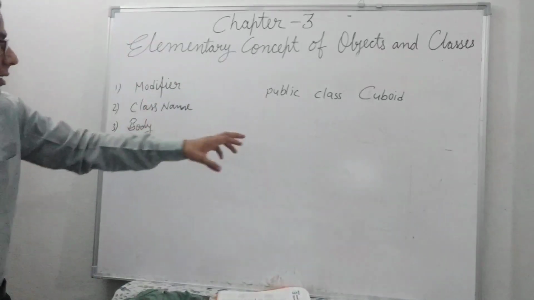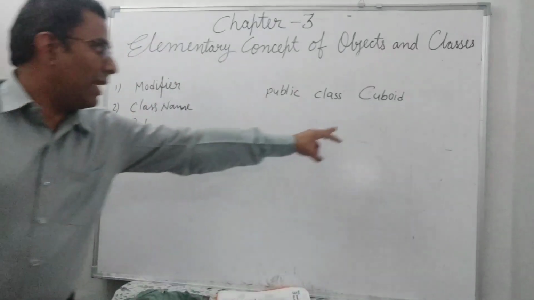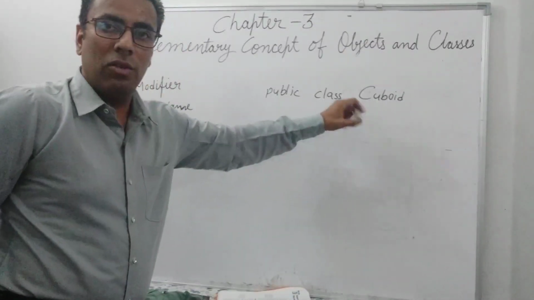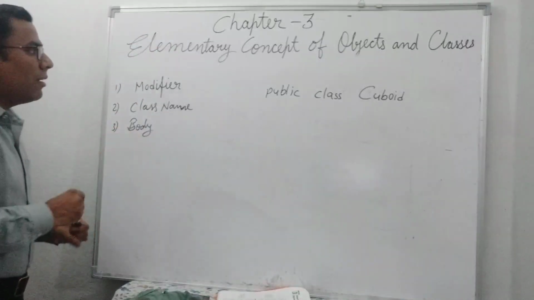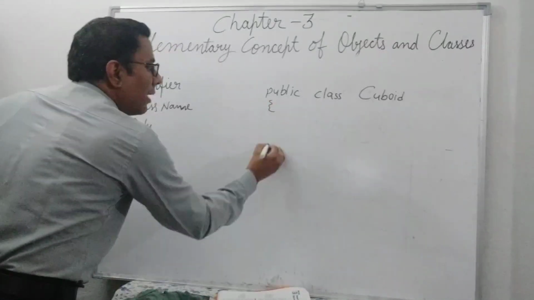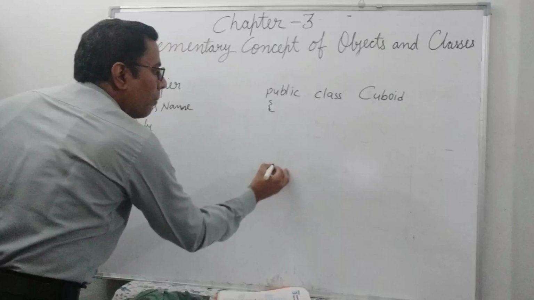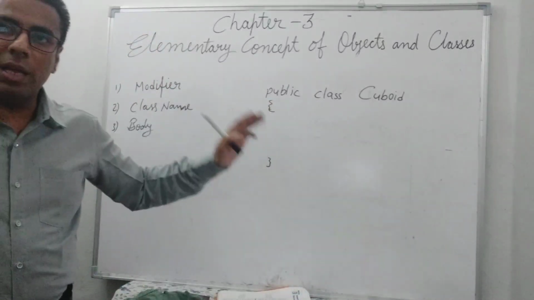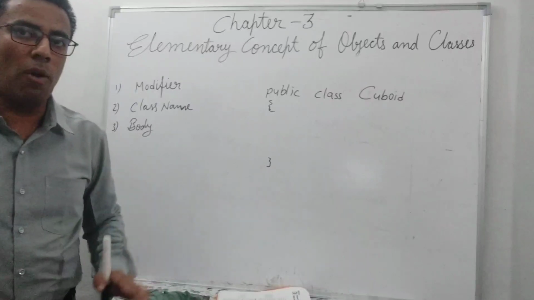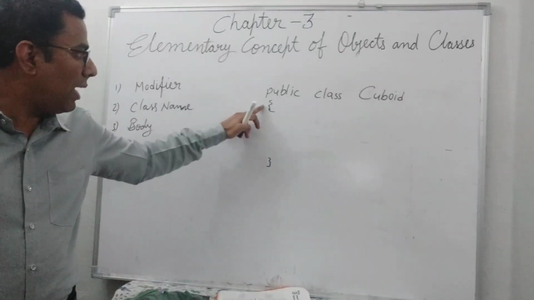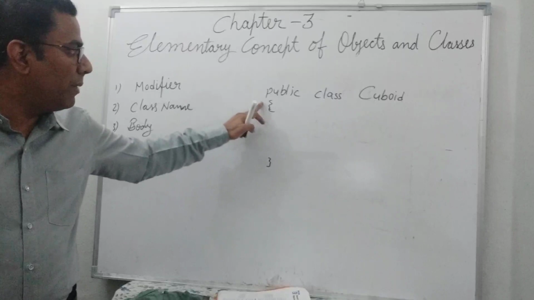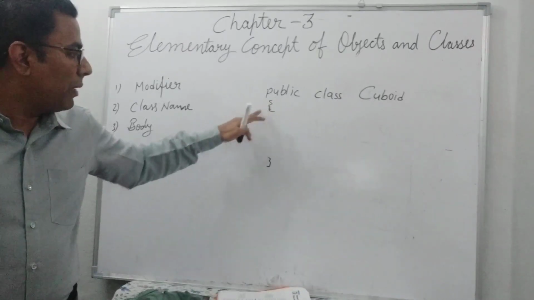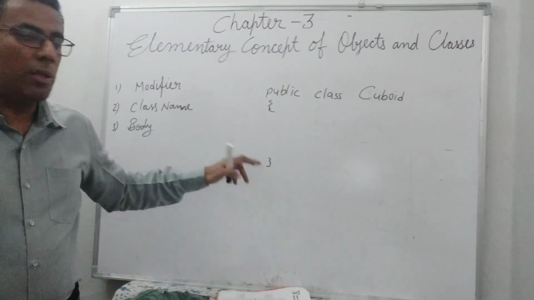The second thing is the class name. Your class name is Cuboid, and the first letter should be capital. Then the body. Every class should have a body surrounded by curly braces, open and then close. Open means your class is opening, and close means your class is closing.